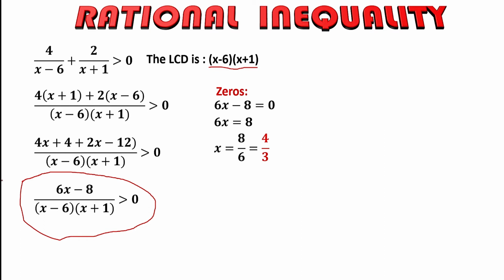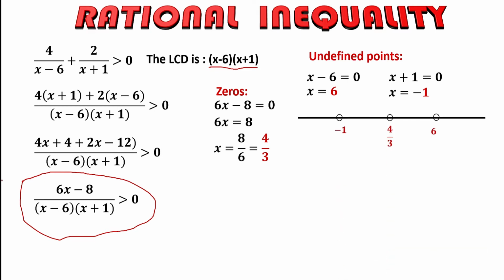Now, when you have the final expression, you find the zero and you find the undefined points. To find the undefined points, you use the two factors in the denominator: x minus 6 equals 0 and x plus 1 equals 0. Solving these two equations, the undefined values are x equals 6 and x equals -1. Using these three numbers, the zero and the undefined points, you create this real line.